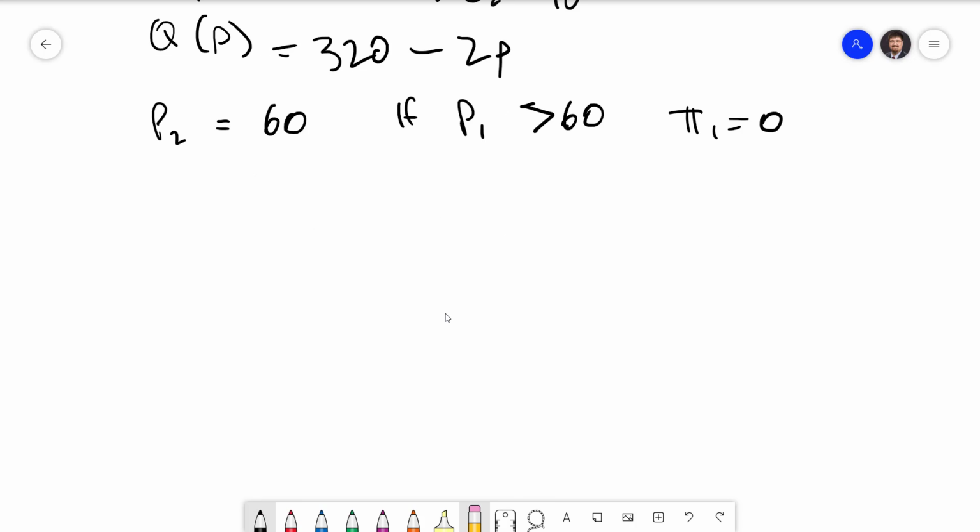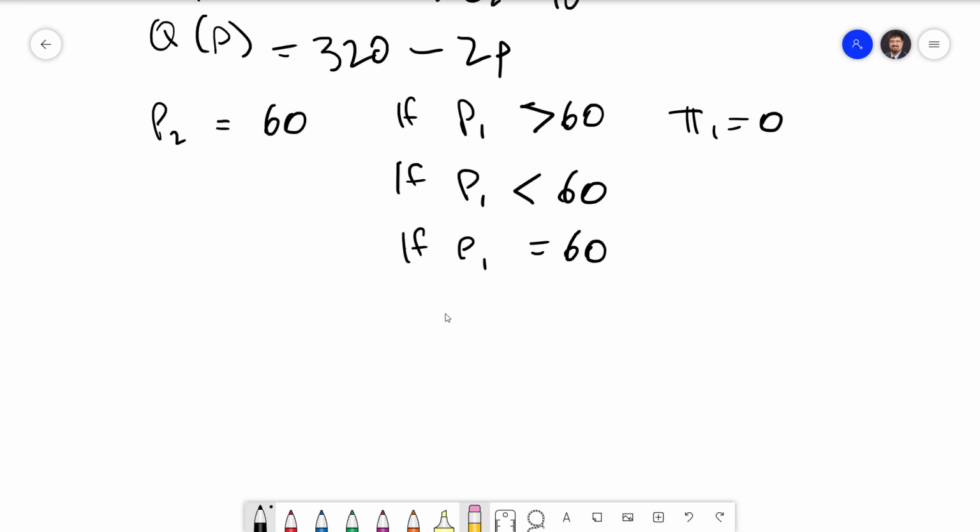Now, what would happen if firm 1 were to price slightly under 60? This means firm 1 is going to take the entire market. The final choice would be for firm 1 to price exactly at 60. In this case, they would split the market in half with firm 2. So what's the best response here?